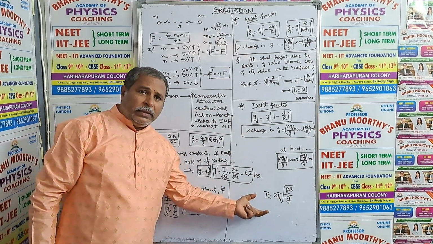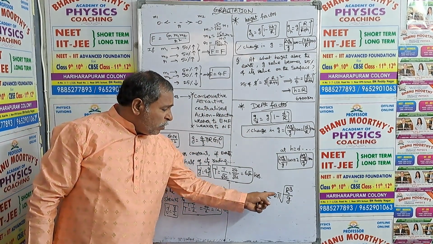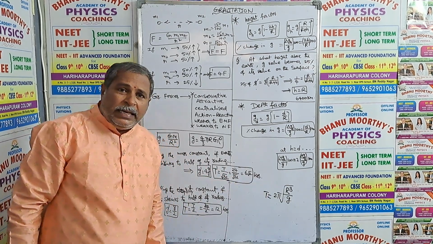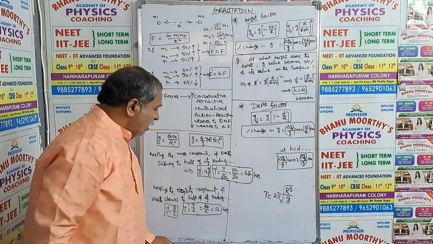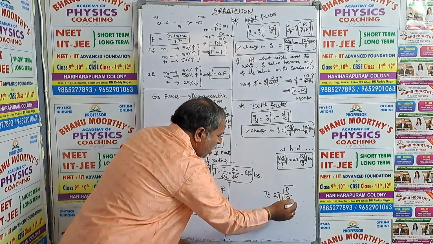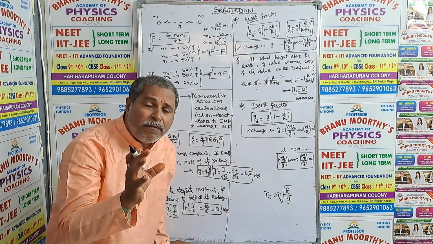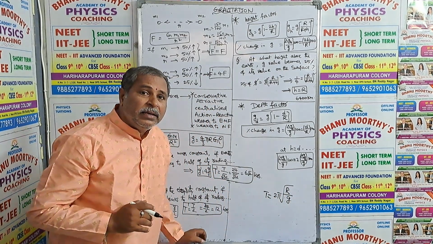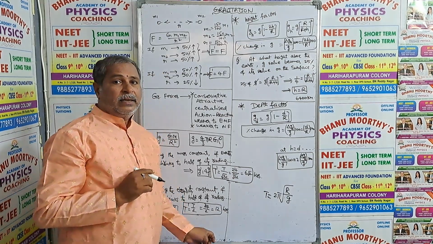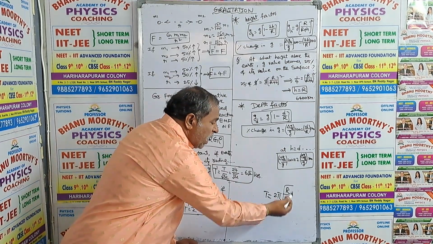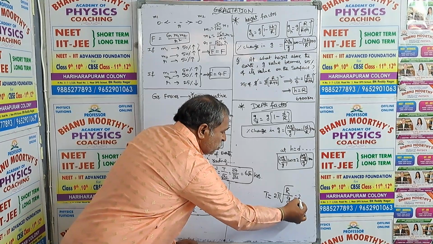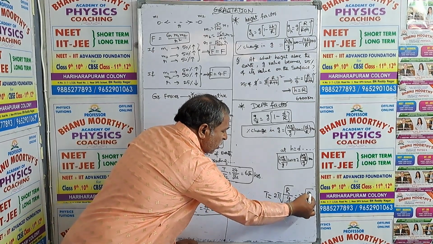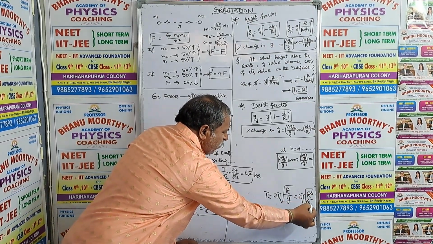For the earth, the time period formula is 2 pi under root of r by g, T equals 2 pi under root of r by g. This is the formula for the time period of the earth. g equals GM by r square, you know. So that equals 2 pi under root of r cube by GM. You will get it.